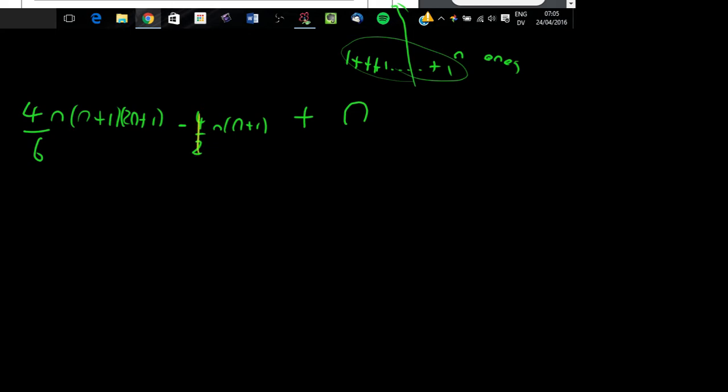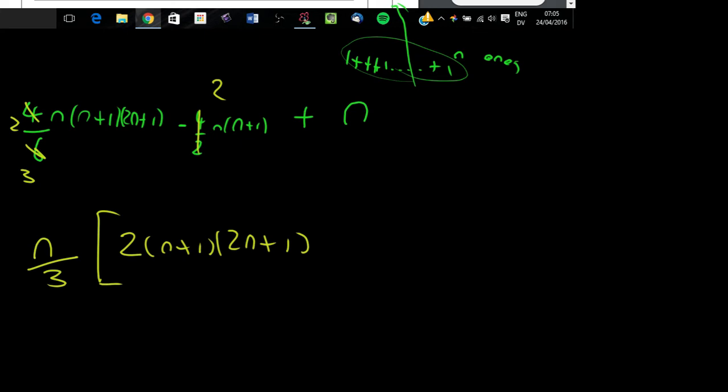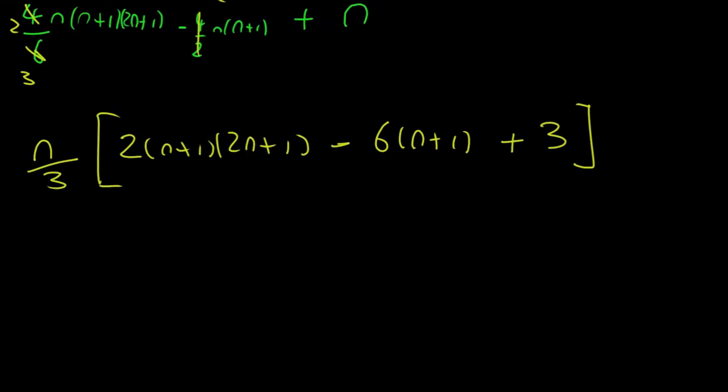First of all, what am I going to do? Right, this is a 2, this is a 2 over 3. I could factor out an n out of the whole thing. If I factor out an n out of the whole thing, and I factor out a 3, what's left? It's going to be 2n plus 1, 2n plus 1, minus 6 times n plus 1, plus 3. Yeah, I think that's pretty sound.